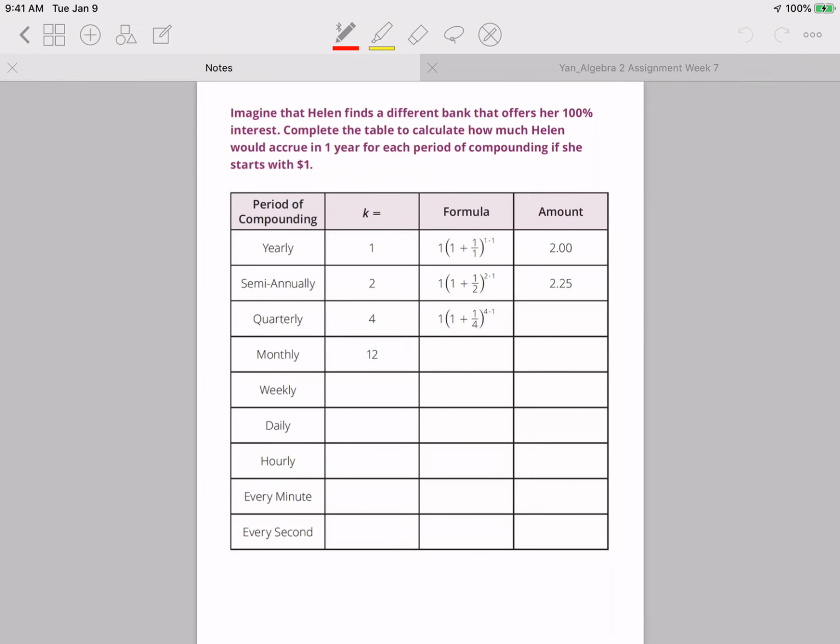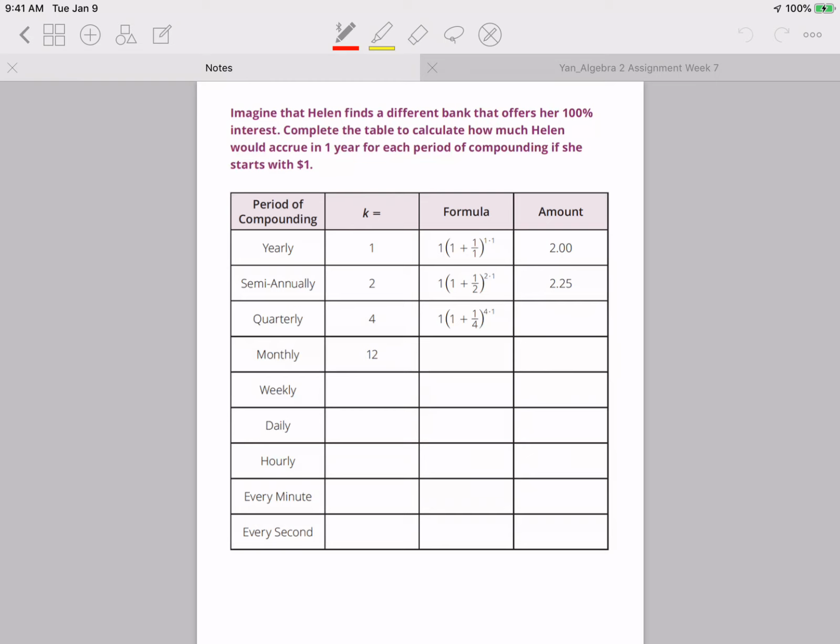I was going to show you guys something like this real quick. This would help for your homework. So this one right here says, imagine that Helen finds a different bank that offers her 100% interest. Complete the table to calculate how much she would get in 1 year for each period of compounding if she starts with $1.